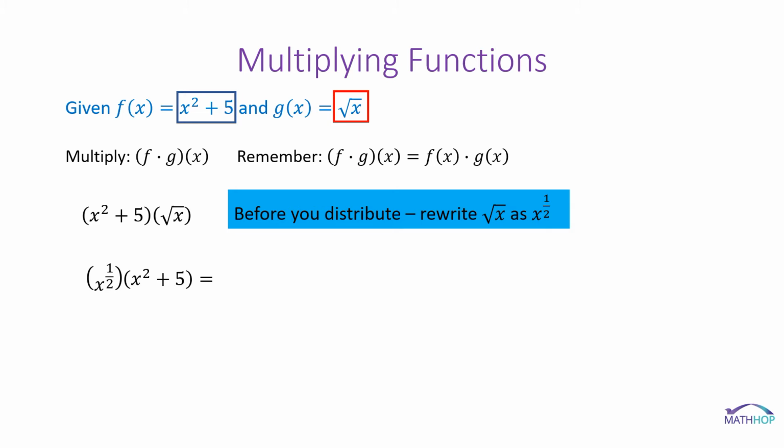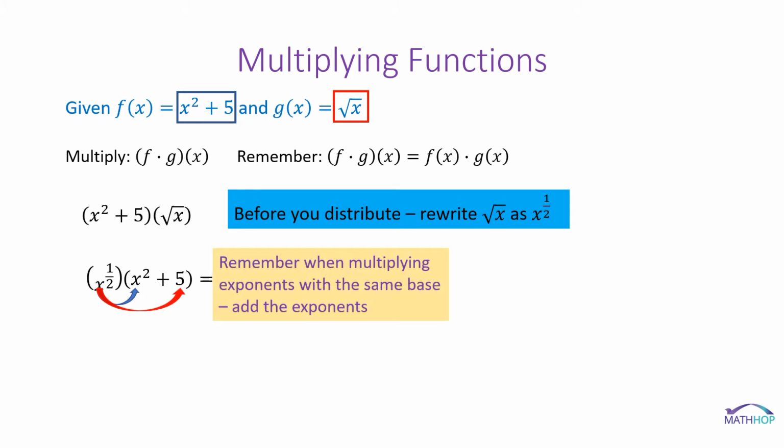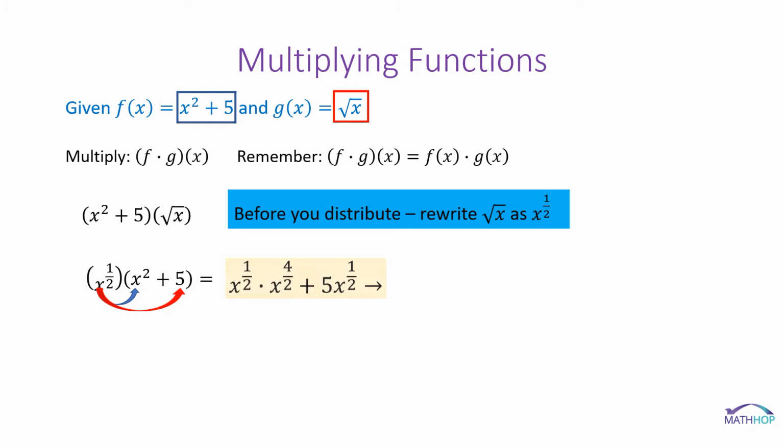Now we are going to distribute x to the 1/2 power times x squared. We will rewrite that power of 2 as 4 divided by 2 so that we have like denominators. x to the 1/2 power times 5. Remember that when we multiply exponents with the same base, we just add the exponents, and that's what we're going to do right here. So x to the 1/2 power times x to the 4 divided by 2 power plus 5 times x to the 1/2 power. Adding those exponents, we get f times g of x is equal to x to the 5/2 power plus 5 times x to the 1/2 power.